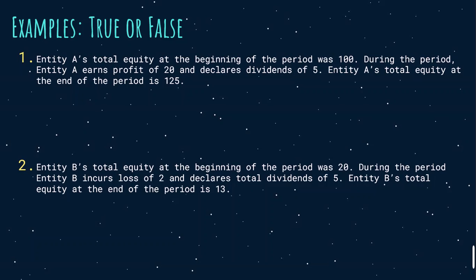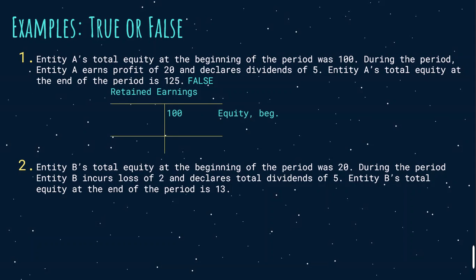Number 1, entity A's total equity at the beginning of the period was 100. During the period, entity A earns profit of 20 and declares dividends of 5. Entity A's total equity at the end of the period is 125. So ito, false to kasi hindi niya dineduct yung dividends sa retained earnings. So sabi ko nga kanina, yung dividends dapat dinideduct siya sa retained earnings kasi sa statement of changes in equity, i-disclose na siya. So ganito siya dapat, retained earnings na T-account, 100 equity beginning, 20 na profit, dividends na 5 at ang total equity end niya is 115.